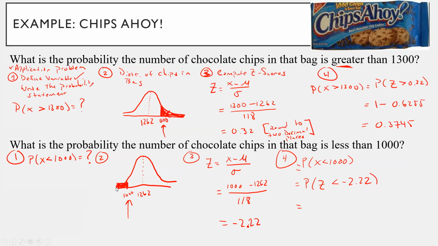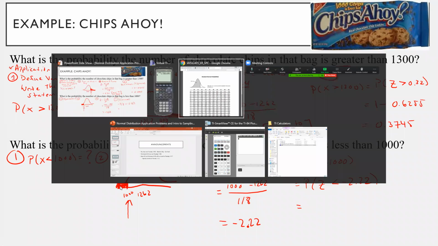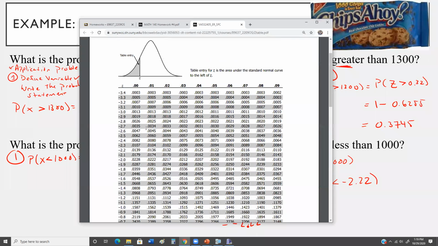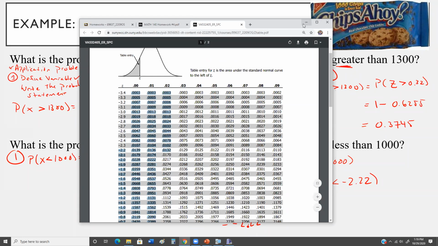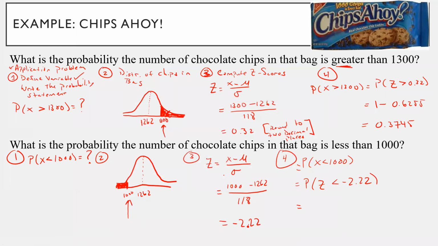So it's a tail area to the left here, which is awesome. That means we can just read it right off the table. So minus 2.22. Do you get 0.0132? Does anybody else get that? Yep, thank you. So another way to interpret this is that roughly 1.32% of bags have less than 1,000 chips.